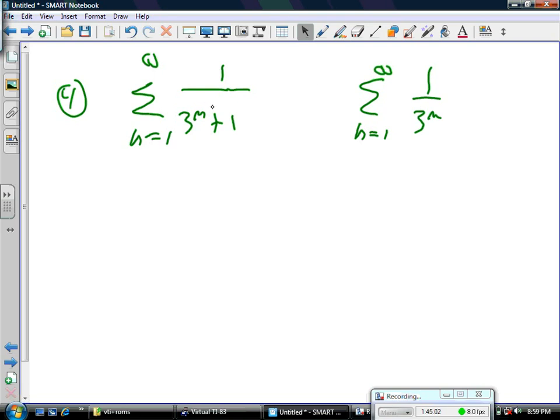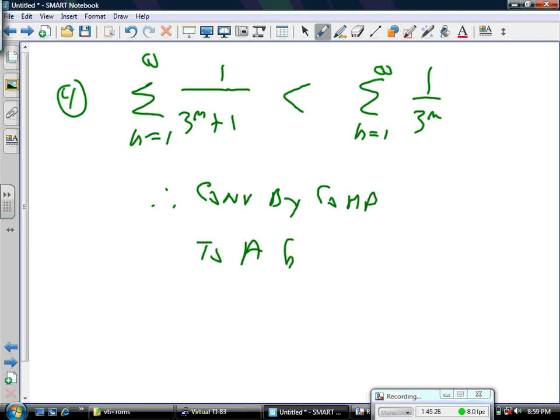Now, how does it compare? Is this bigger than that, or is this smaller than that? Smaller. Why? Because I'm just getting rid of the 1 in the denominator, making the denominator smaller so the whole thing bigger. All right, so therefore, what's your conclusion? The unknown series does what? Converges by comparison test to a geometric series. And what's nice about it is that r in absolute value is less than 1 because r is what?